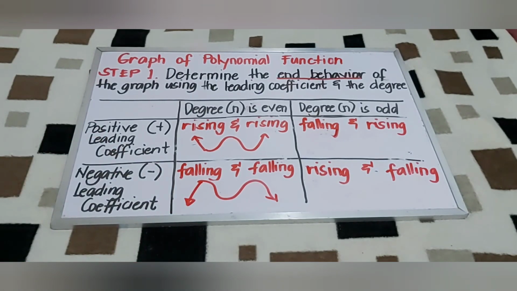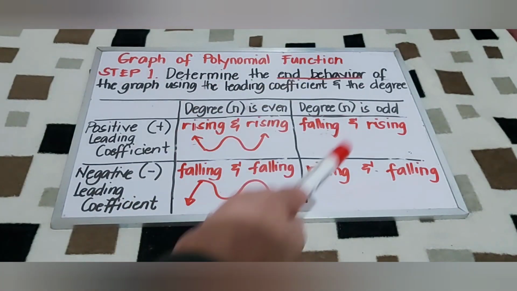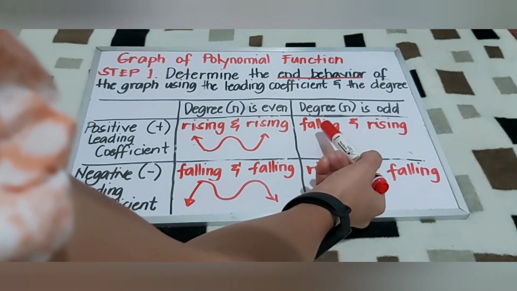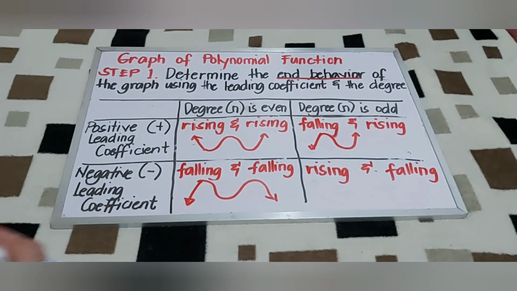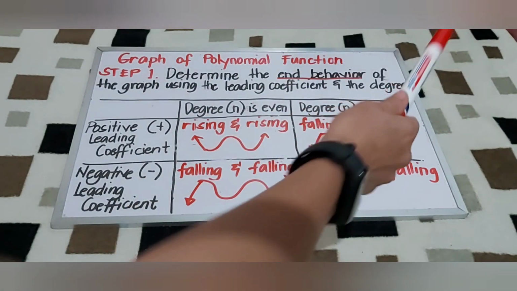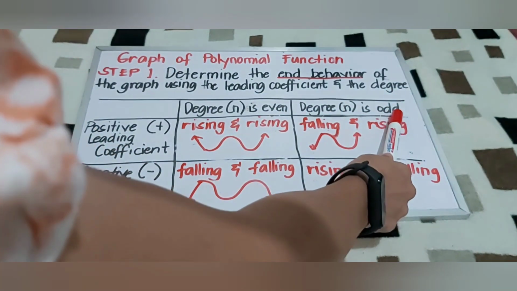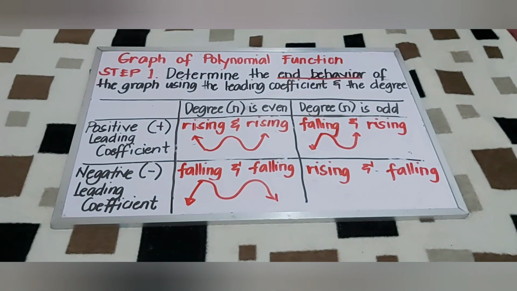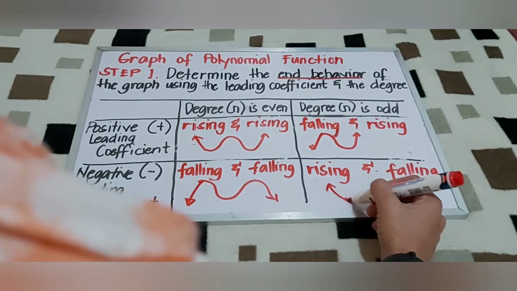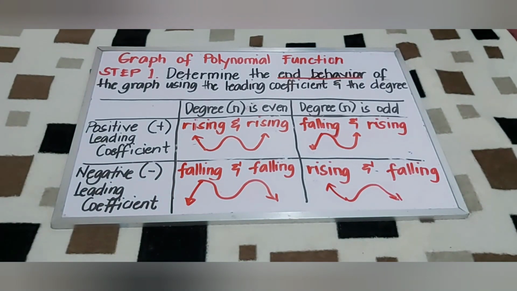On the other hand, if our degree n is odd, and we have a positive leading coefficient, our end behavior is falling and rising. It falls to the left and rises to the right. Pababa sa kaliwa, pataas sa kanan. Now, kapag odd pa rin ang ating degree, pero naging negative ang leading coefficient, our polynomial curve or polynomial graph is rising to the left and is falling to the right.